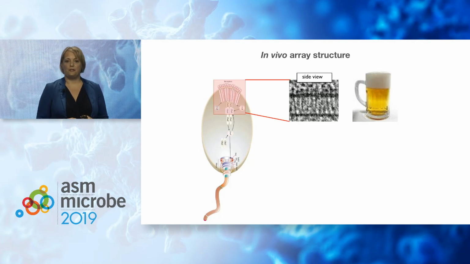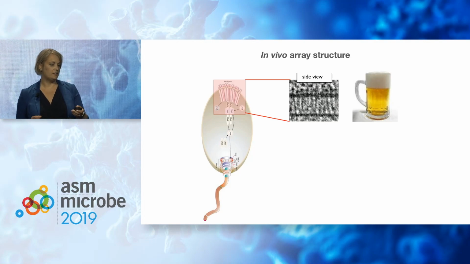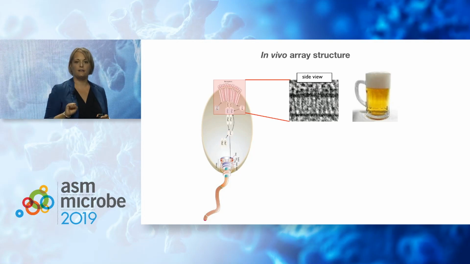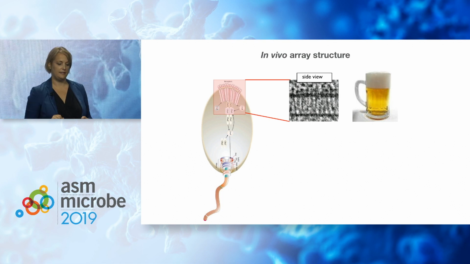Now, back to the chemoreceptor array. So here's a side view of such a chemoreceptor array. So the dense layer on the top is the inner membrane where the receptors are embedded. And perpendicular, you can see these thin striations, which are the chemoreceptors protruding into the cytoplasm. The lower stripe that you can see here, that's where the linking protein and the kinase binds.